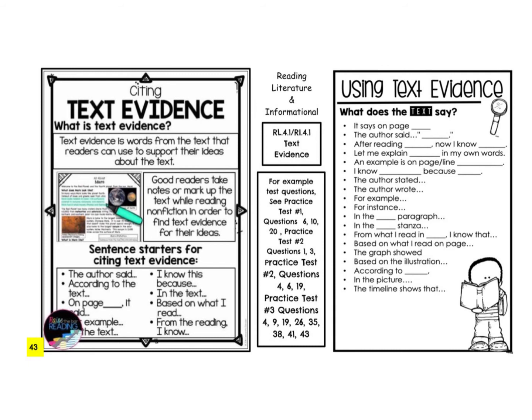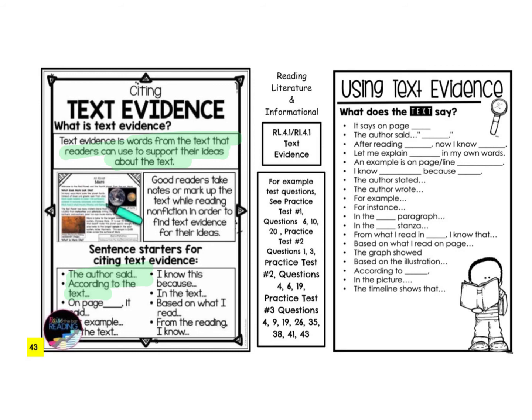Growing readers base their inferences and answers on text evidence. So our notes give us a definition of what text evidence is. This is words from the text that readers can use to support their ideas about the text. Notice our notes tell us good readers take notes or mark up the text while reading nonfiction in order to find text evidence for their ideas. And we've even learned in writing today that growing writers use words like the author said and according to the text in races. So notice what text evidence is.